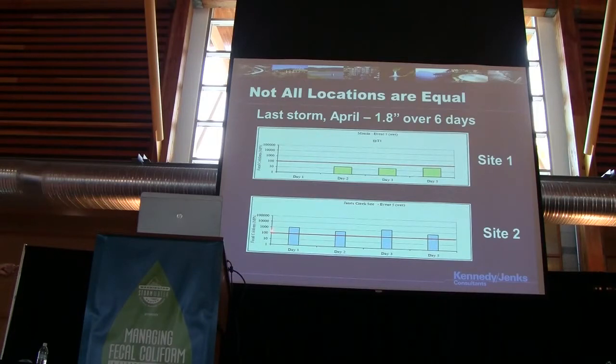So this indicates that there's a coliform source and possibly a cross connection into it, or some other constant load coming into the system. It doesn't taper out like the first flush occurred in the previous slide.